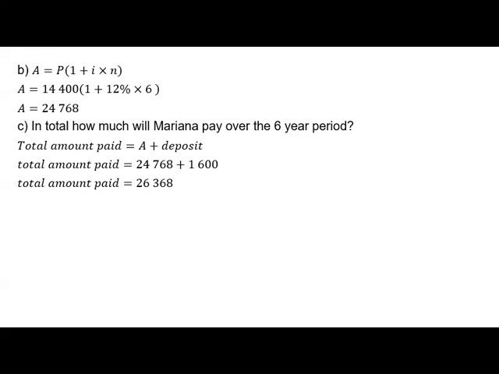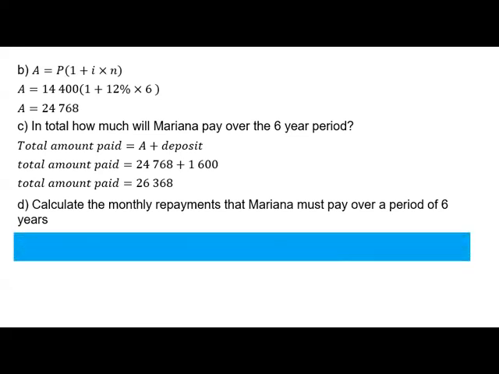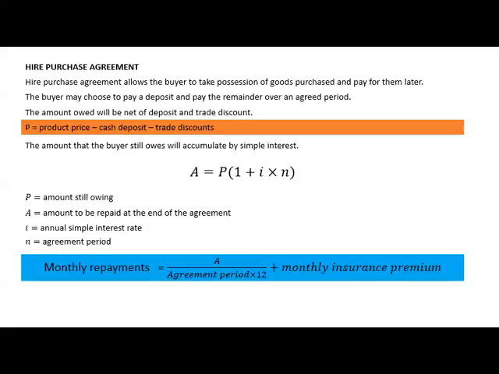Okay, now D wants us to calculate the monthly repayments that Mariana must have paid over a period of 6 years. Now, for us to determine monthly repayments, this is where my kids forgot this formula. Remember that formula that I specified earlier on? I'll go back to it. This formula here. This is all I use to determine the monthly repayments.